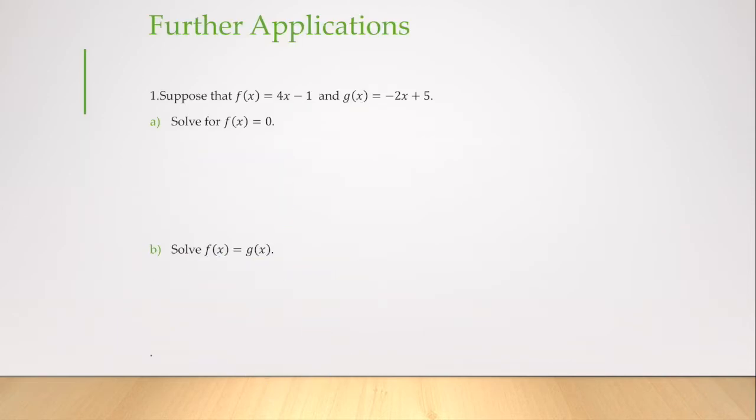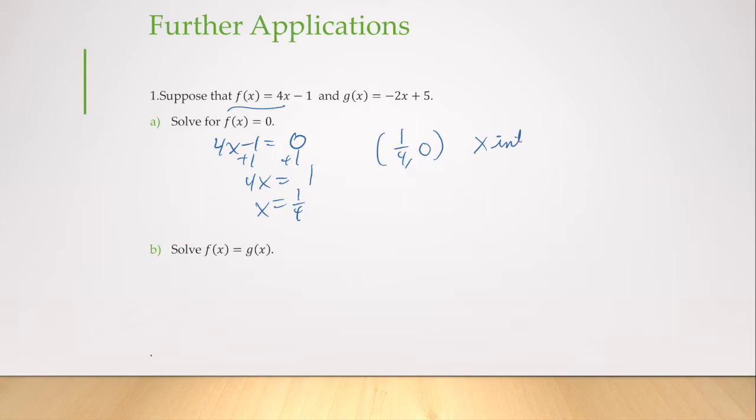Okay, what if I want to know when my function equals 0, when f of x equals 0? I'm going to go ahead and set my function equal to 0, add 1 to both sides. I get 4x equals 1, so x equals 1/4. So this is saying when y is 0, x is 1/4. We found right here our x-intercept. That's kind of cool.